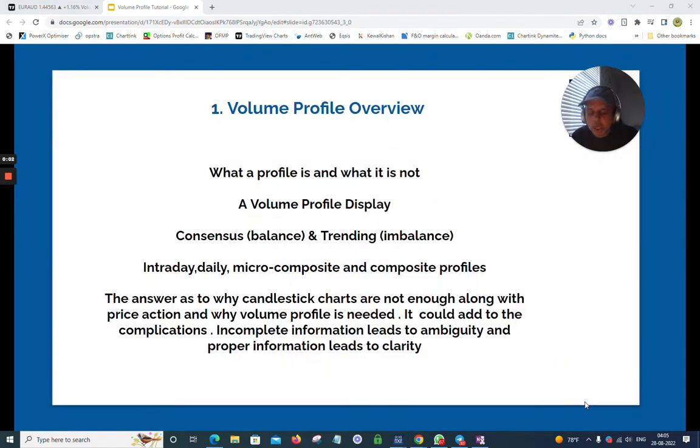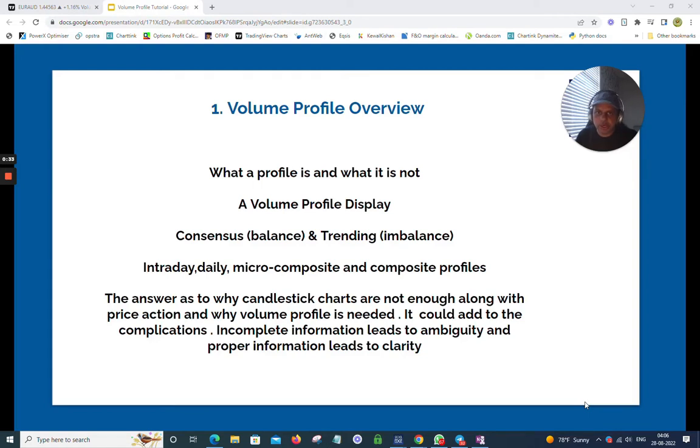Having understood how the profile looks and what are its areas of importance, we should now just look at volume profile and give it a little overview in terms of how we can use it to understand what the market is doing. So on its own, the volume profile is information, but it has to be used in context of what the market has been doing.